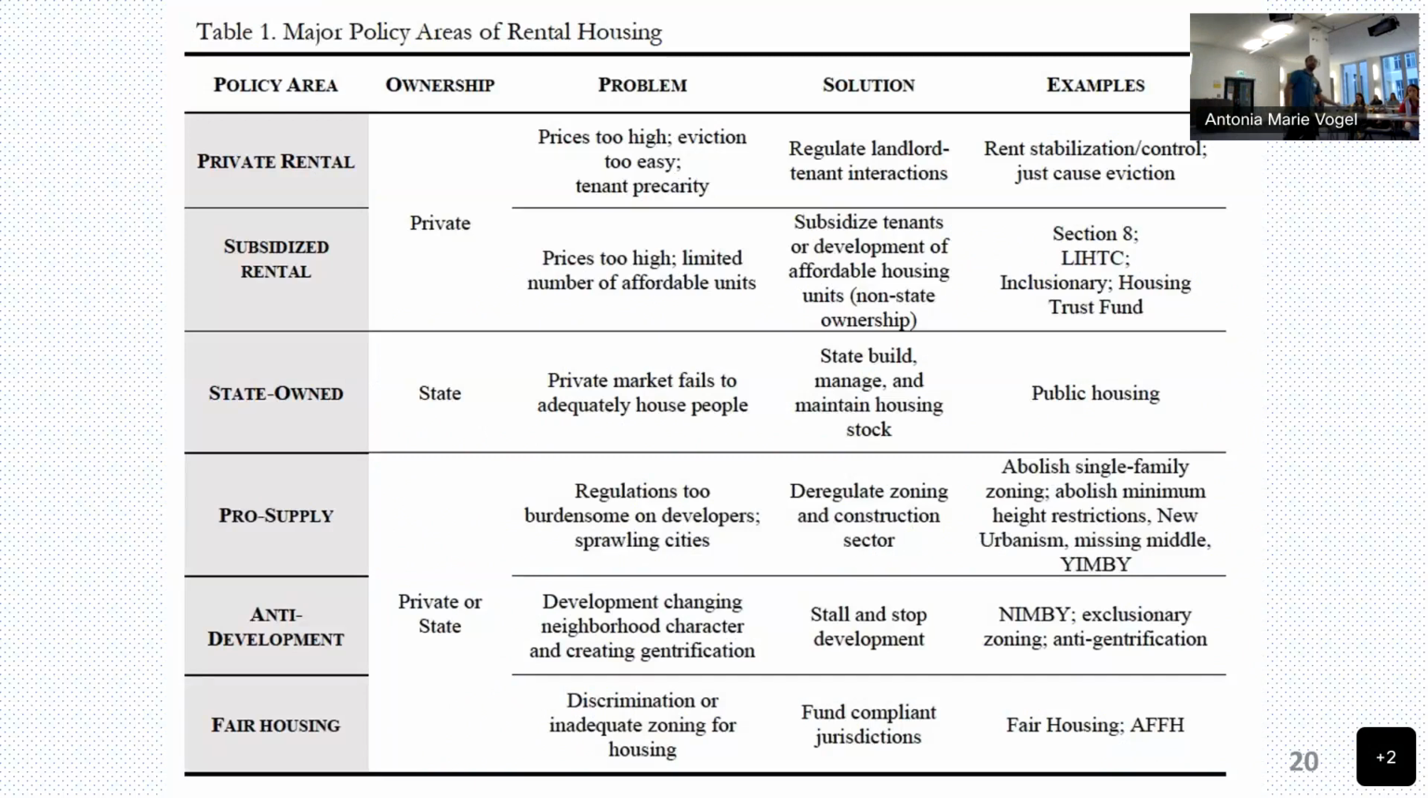So the way we define the 6 main policy areas is looking at the private rental market, that's privately owned, the subsidized rental market, also privately owned, the state-owned or public housing, right? Then pro-supply positions, and these are mixed in terms of ownership status, anti-development or NIMBY positions, and fair housing or anti-discrimination positions.